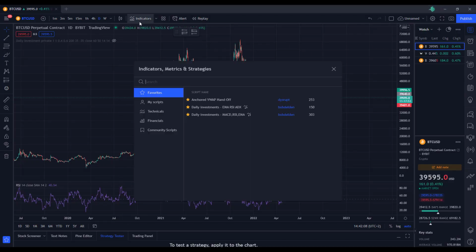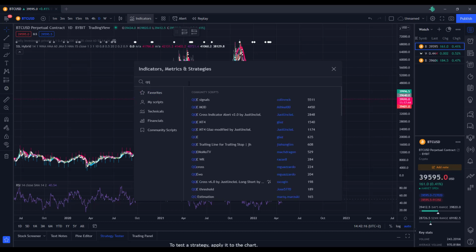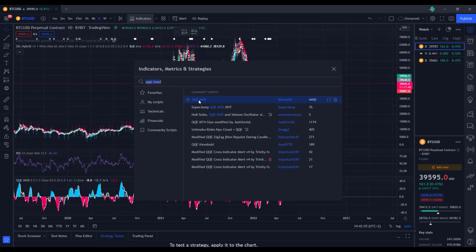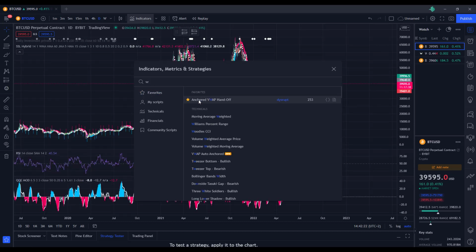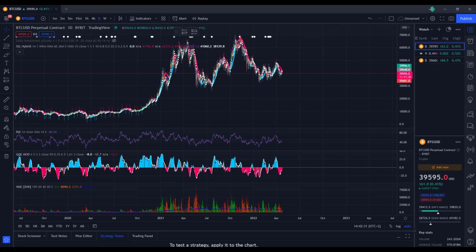Alright guys, let's cut right to the chase. For this scalping strategy we're gonna need some indicators. One is the SSL hybrid indicator, the other one is the QQE mod indicator, and the last indicator that we're gonna use is the WADA ATAR explosion v2 indicator. So when all these indicators are on your screen, you're gonna think, this is gonna be a mess, but we're gonna adjust it, no worries.